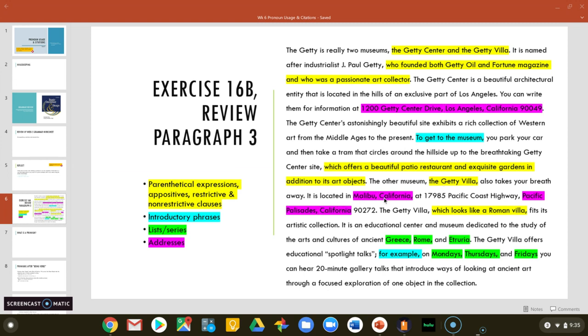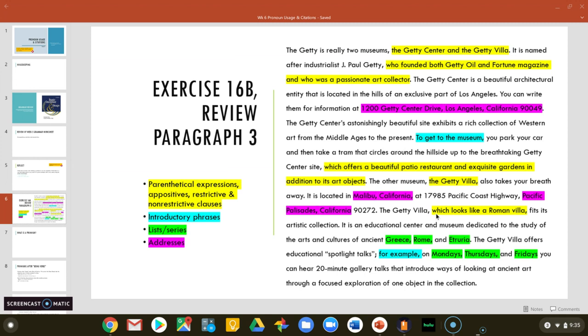It is located in Malibu, California, right? So whenever we have a city and a state mentioned like this, we always set off the state. So there's a comma between the city and state and after the state. A lot of times students forget this second comma after the state, but it is needed. At 17985 Pacific Coast Highway, Pacific Palisades, California, 90272. So again, we have another address where we need a comma between the street and the city, and between the city and the state.